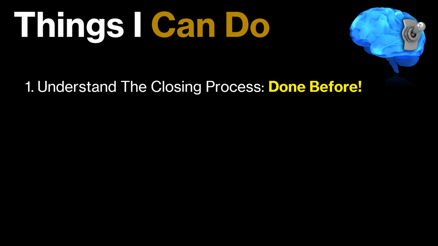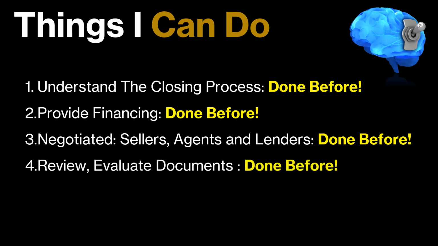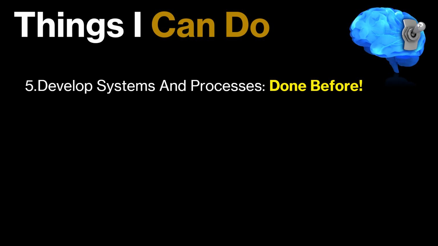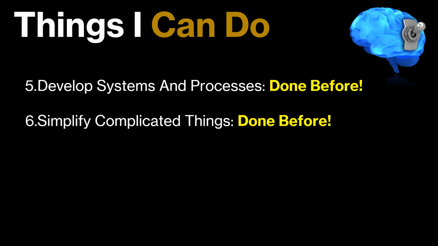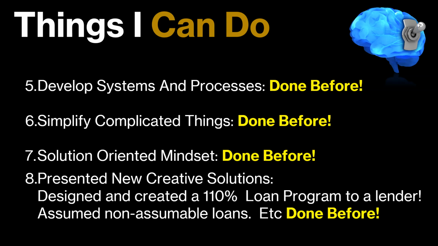So the things that I can do is I understand the closing process, done that. I can provide financing, done that. Negotiated with sellers, agents, and lenders, I've done that. Reviewed, evaluated documents and negotiated documents and edited documents, I've done that. Prepared offers to purchase properties, I've done that. And the things I can do continue: I've developed systems and processes, done that. Simplified complicated things, that's what I do. And I have a solution-oriented mindset. I've done that. I've presented new creative solutions, designed and created a 110% loan program to a lender, assumed non-assumable loans. And I've done a lot of things that I was told couldn't be done or that had never been done.